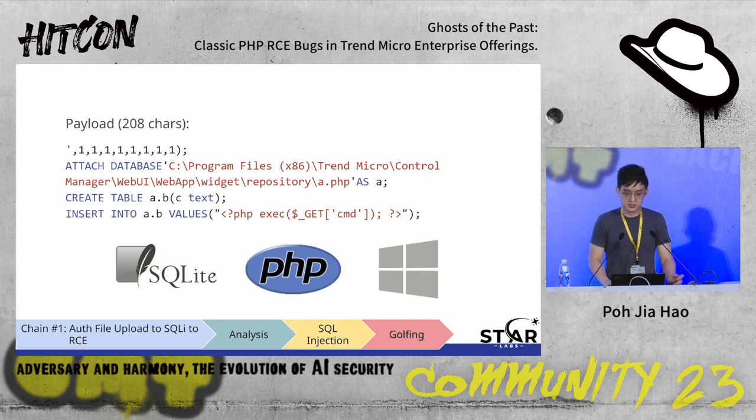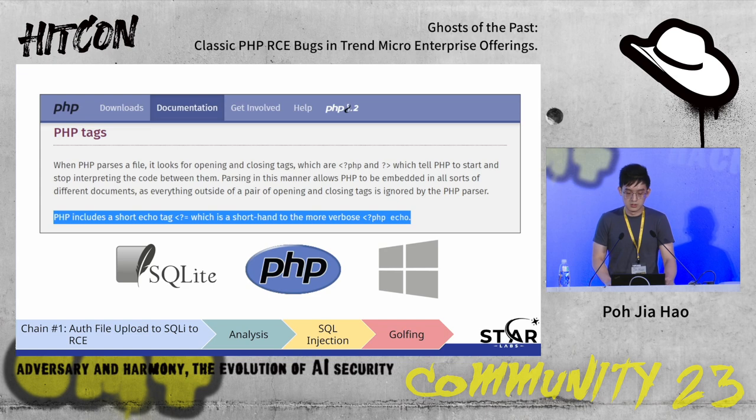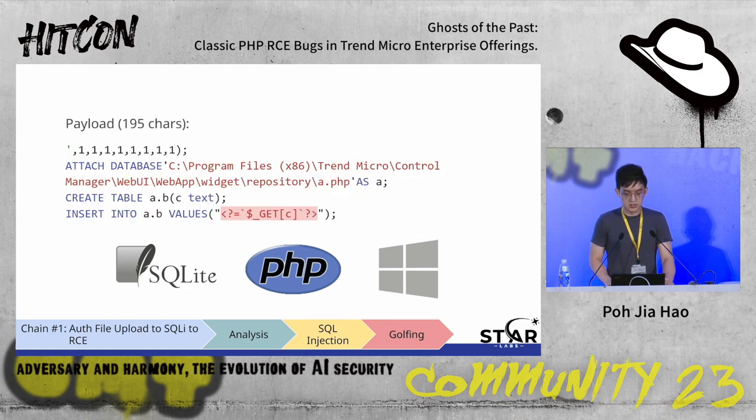Let's shorten the PHP web shell next, as it is unnecessarily long. We can make use of the short echo tag and substitute the exec function with backticks. So now the payload will look like this. And it's not bad, as we are now below 200 characters. Still far from where we need to be, though.